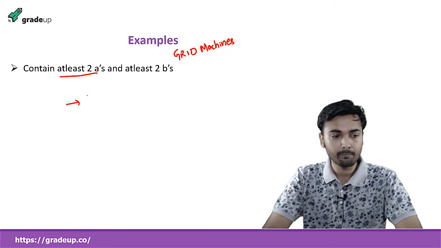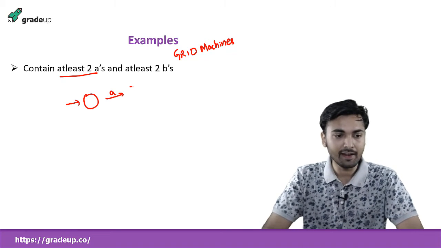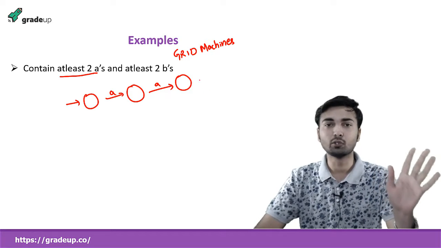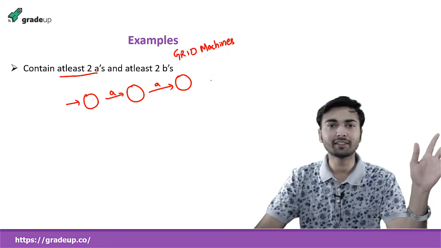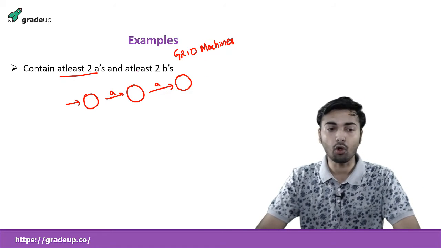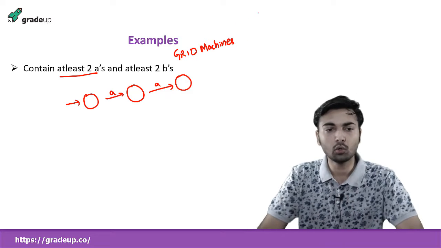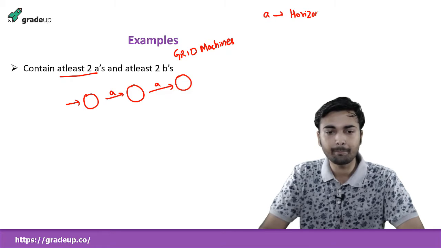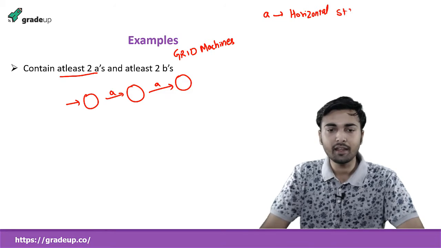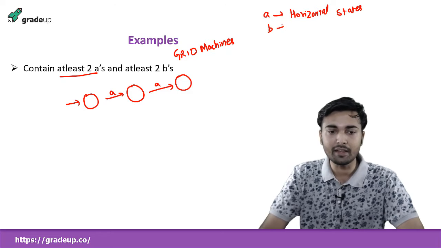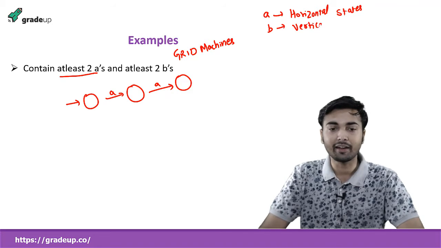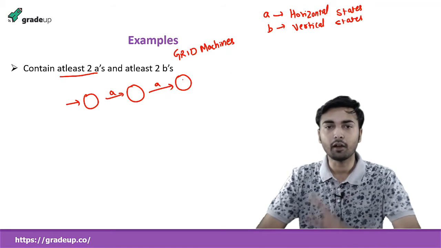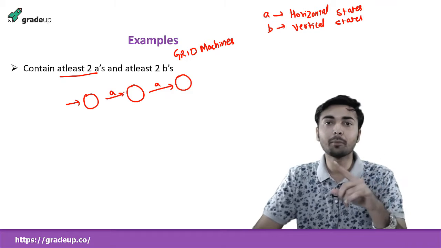1 A, 2 A. This is for at least 2 A's. Now, more A's can come, but at this point, we should also realize B. So do this: for A, use horizontal states, and for B, use vertical states. You draw the FA for A horizontally and draw the FA for B vertically.